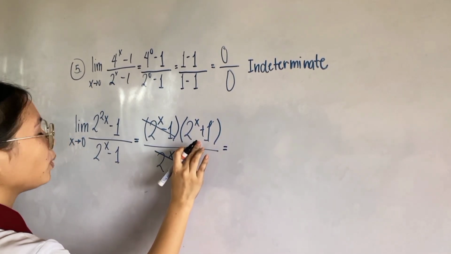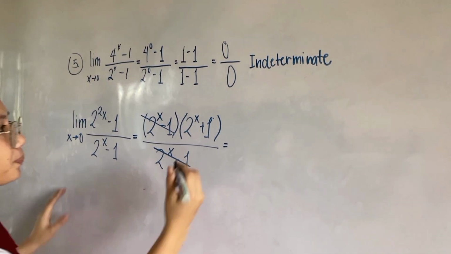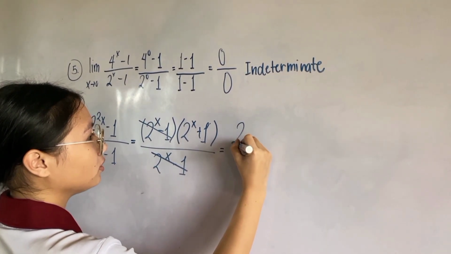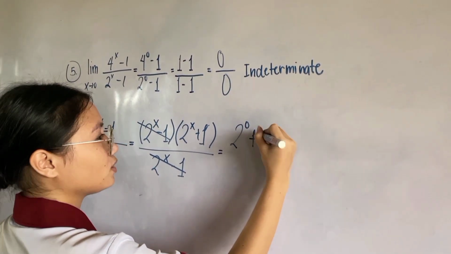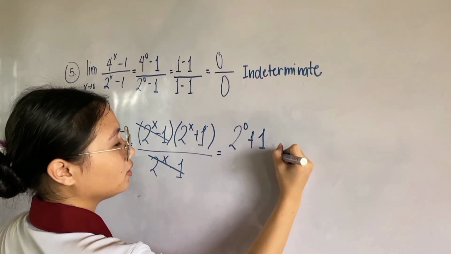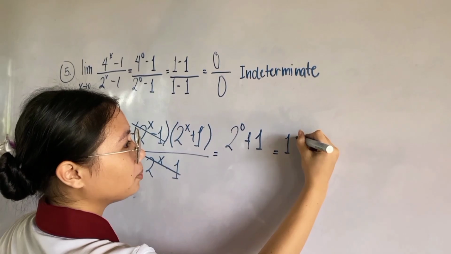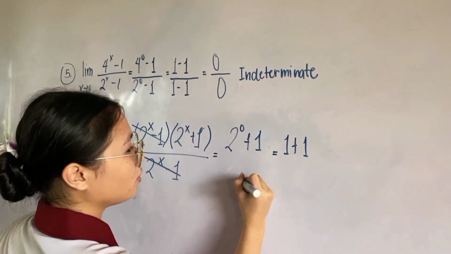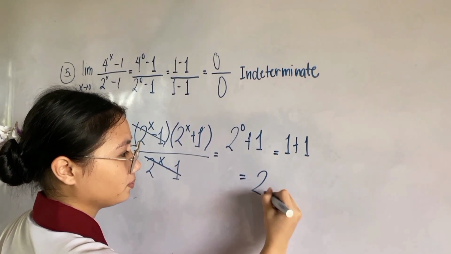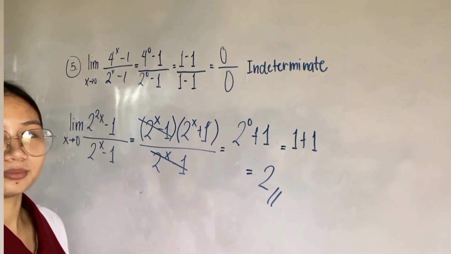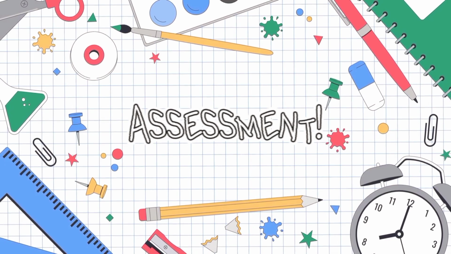With this, we will now directly substitute the value of x, which is 0. 2 raised to 0 plus 1. So this goes to 1 plus 1. So the final answer will become 2. Now you've learned how to find the limits of exponential functions.